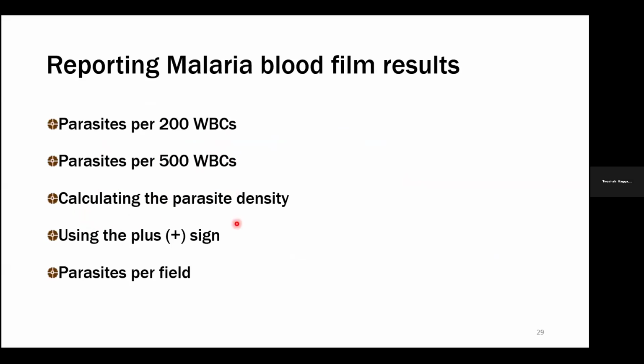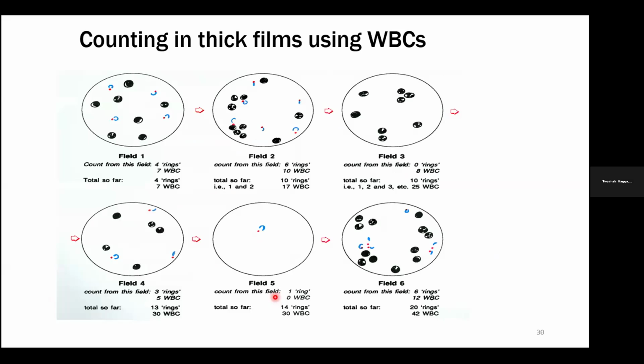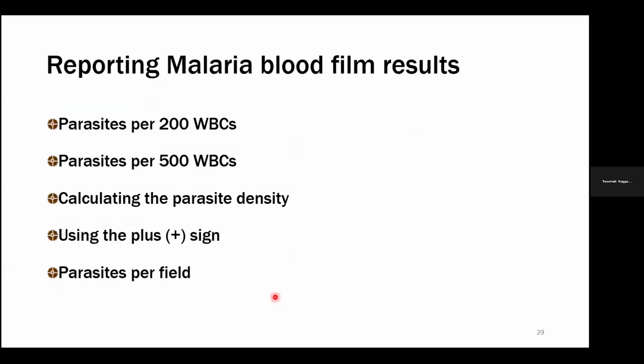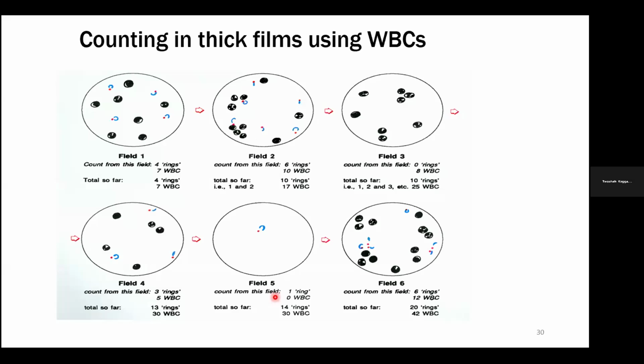Then we shall see how we calculate parasite density, then the method of using plus sign, and the method of reporting parasites per field. Now, before you report, except for the parasites per field and the plus sign, but for these first 3, before you report, you first count. You count, actually even plus sign you count, all of them you count, but for the first 3 you count both the malaria parasites and the white blood cells.